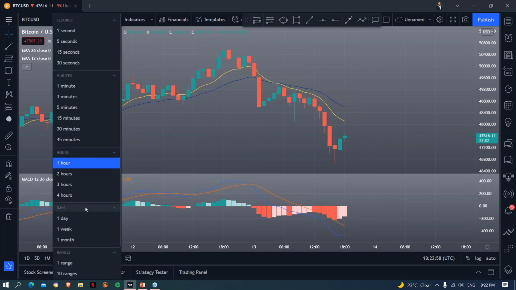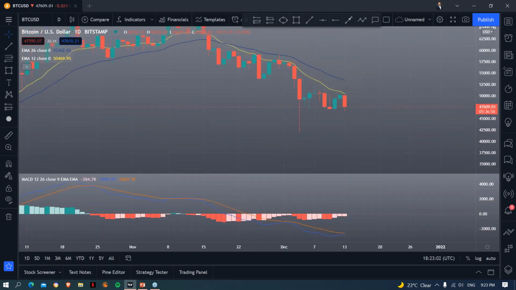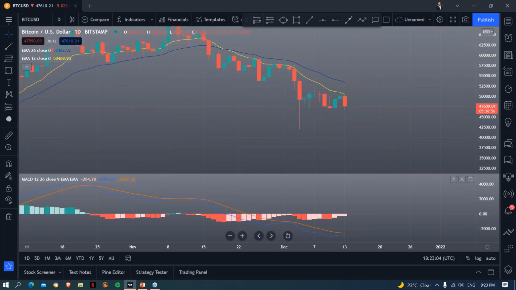Same happens when we go to a higher time frame, for example, the daily time frame. Where's the major sell signal? It happened here.